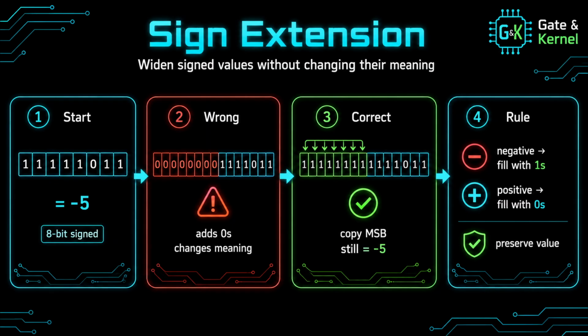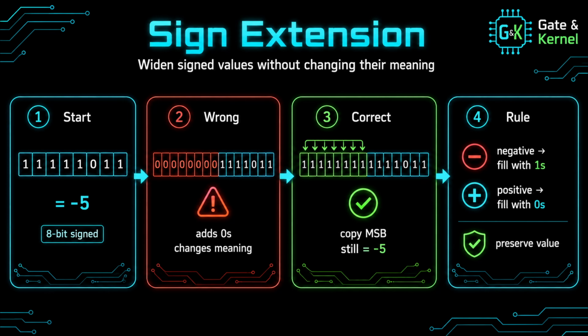Chapter 21. Sign extension. Suppose we have the 8-bit signed value for minus 5, 11111011. Now we want to store the same value in 16 bits. We cannot simply add zeros on the left, because that would turn the value into a positive number. Instead, we use sign extension. Copy the sign bit into the new high-order positions.